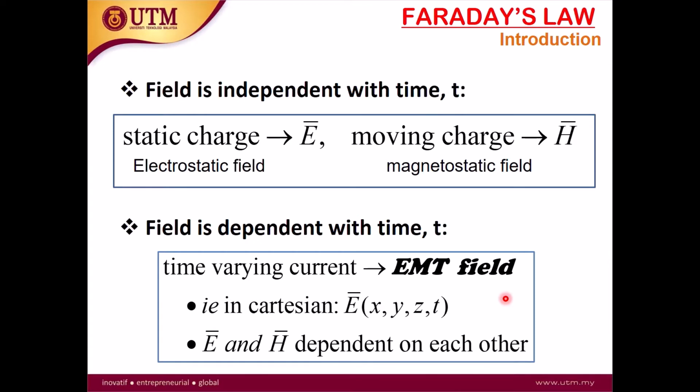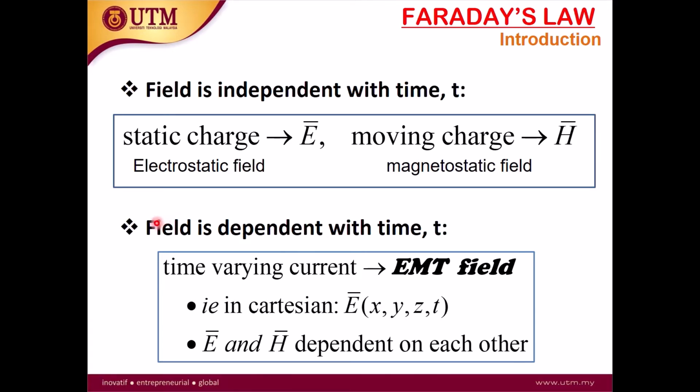Okay, we have two parts here. The first is where the field is independent of time. This is a time invariant field. For a static charge, we call it an electrostatic field. We already saw this part. And then when we have a moving charge with a constant velocity, we call this a magnetostatic field.